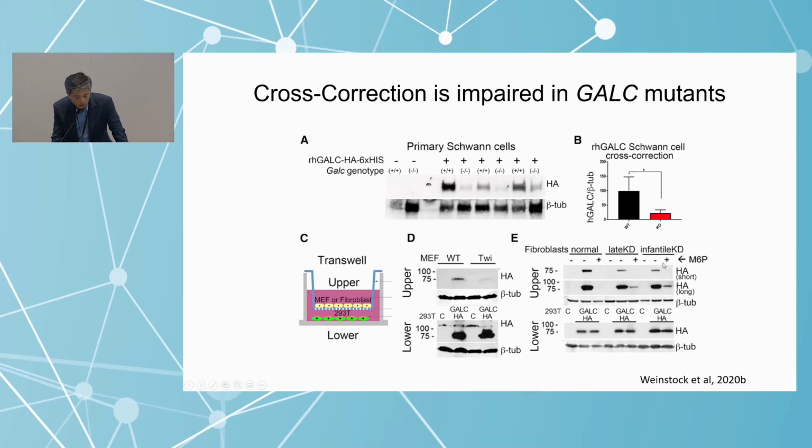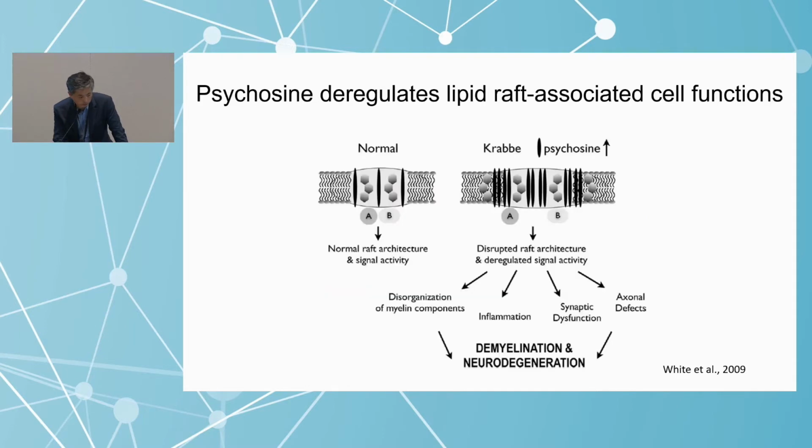infantile onset Krabbe patient fibroblast. Also, you can see that the band intensity is much lower in the Krabbe disease patient compared to normal control. This slide is showing that cross-correction might be impaired in the GLC mutant.